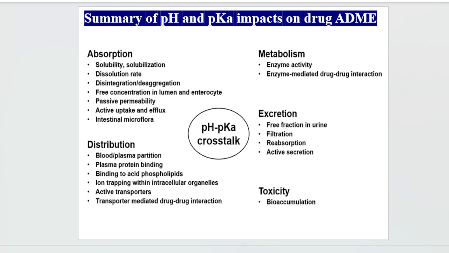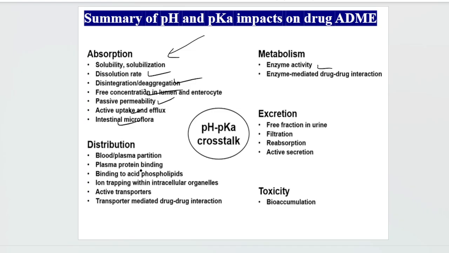Absorption, it affects the solubility, solubilization, dissolution rate, disintegration, free concentration in the GIT, passive permeability, active uptake, efflux, and intestinal microflora. So all these things are affected by means of pH and the pKa value. They affect the enzyme activity, they affect the enzyme mediated drug interaction. So pKa also affects the blood or plasma partition, blood protein binding के unionized form bind होती है या ionized form bind होती है, and binding to the acid, phospholipids and trapping within the intracellular organism.